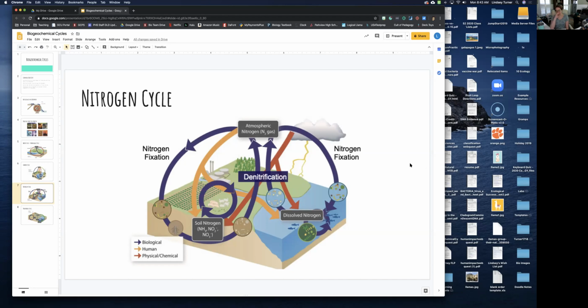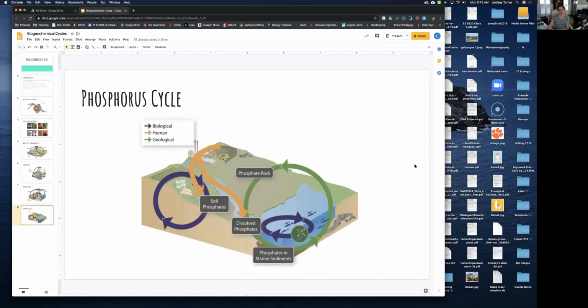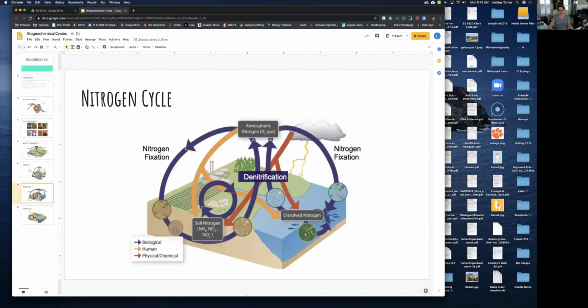More detailed pictures would give you more of that. But things like denitrification, nitrogen fixation. We may also hear the word ammonification. Those are all part of the nitrogen cycle. The big thing with the nitrogen cycle is the majority of our atmosphere is made up of nitrogen gas, which is the N2 portion.